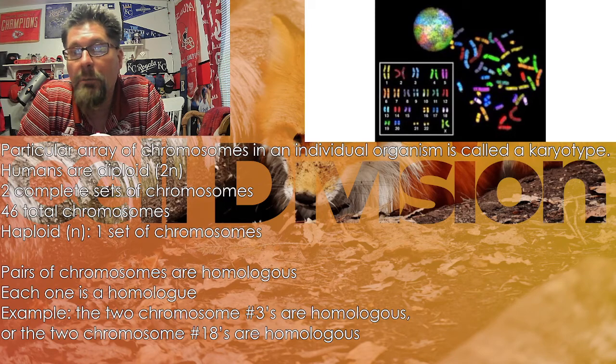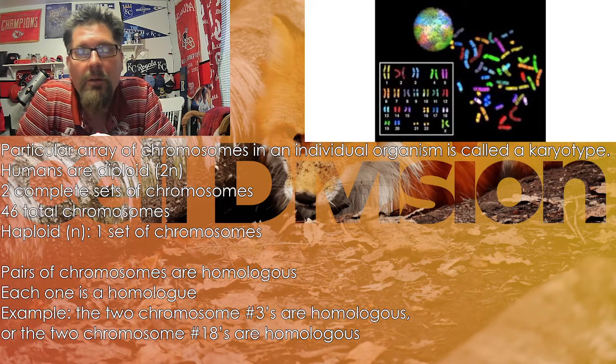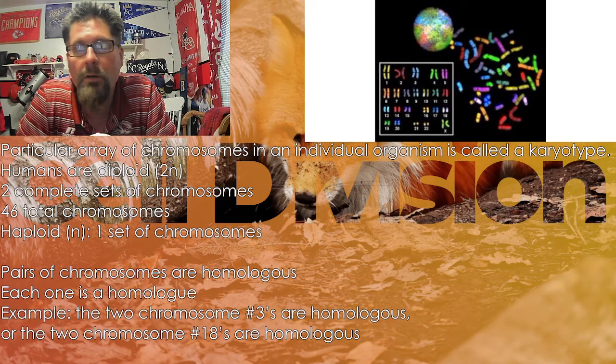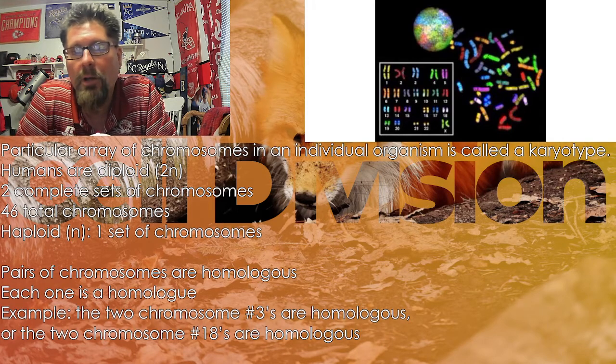Now, when you see them paired together, they're homologous. That means they're the same size, structure, and they have the same function. The chromosome that determines height or determines hair color will match up with the appropriate one from each set, from each parent, and it's homologous, as I said.